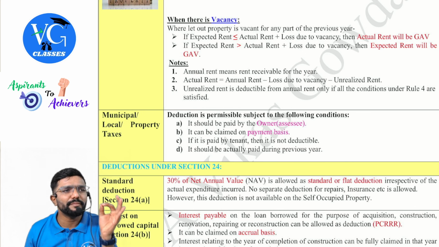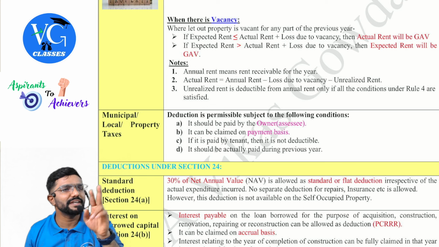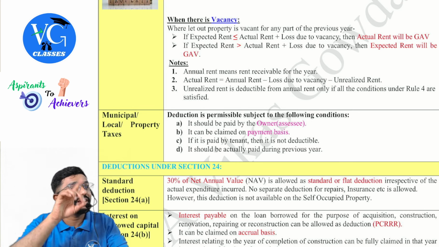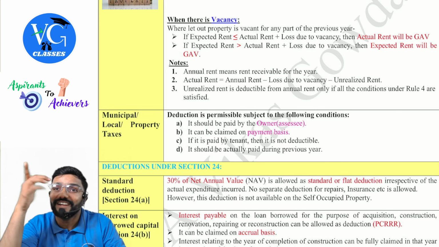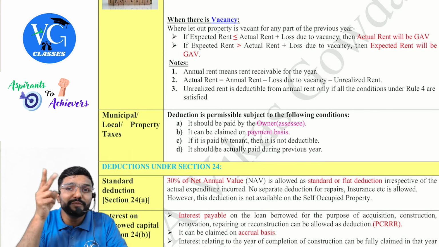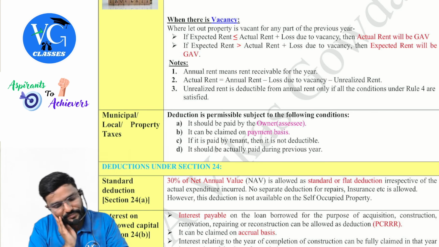Annual rent means what, guys? Monthly rent into 12 months. What is loss due to vacancy? I couldn't find a tenant for 1 or 2 months. Then unrealized rent means what? The tenant was there in my property for 8 months, but you didn't pay last month's rent. That one month's rent is unrealized rent. And the 2 months I couldn't find a new tenant is loss due to vacancy. Yes, sir.